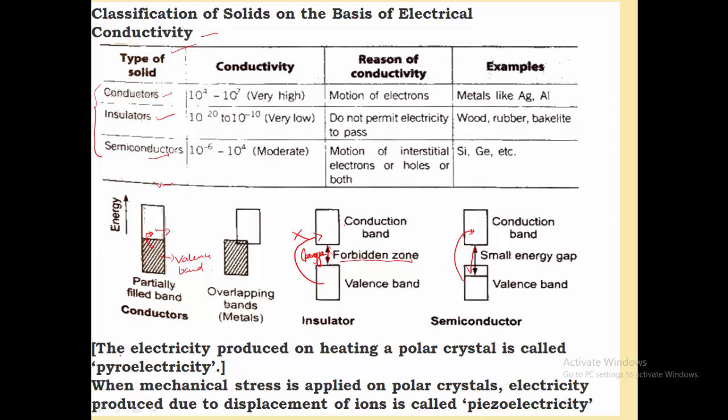And here are certain important notes. The electricity produced on heating a polar crystal is called pyroelectricity. By heating some crystals we can produce electricity, and that kind of electricity is known as pyroelectricity. And when mechanical stress is applied on polar crystals, electricity produced due to displacement of ions is called piezoelectricity. Piezo means pressure. So mechanical stress means by applying pressure, if we produce electricity, then it is known as piezoelectricity.